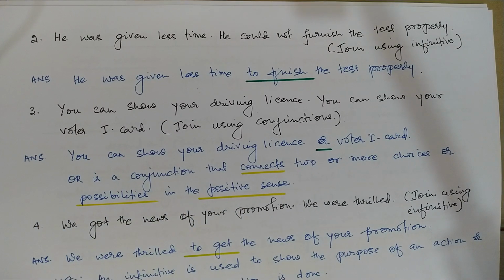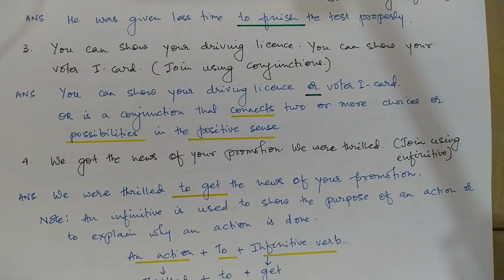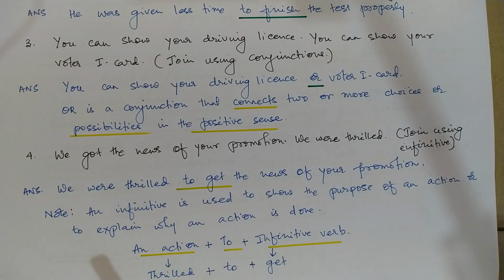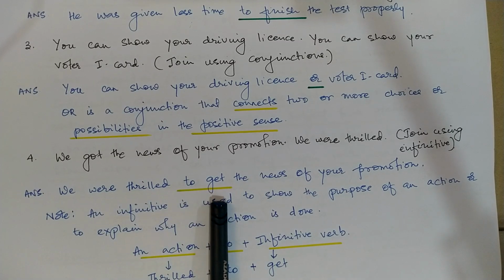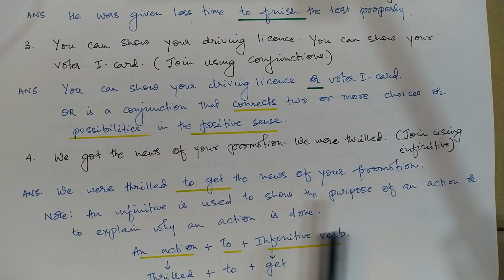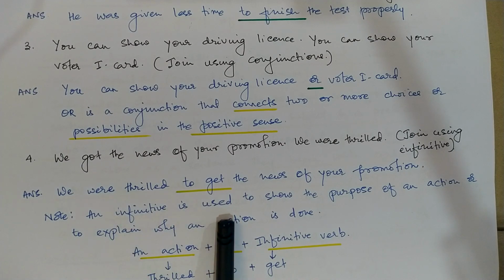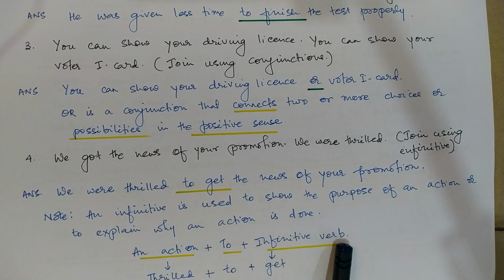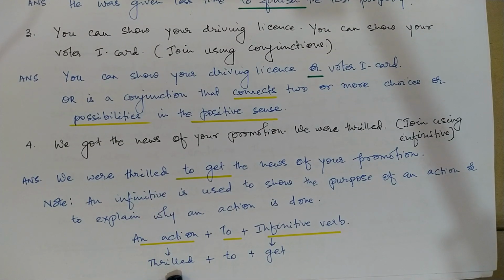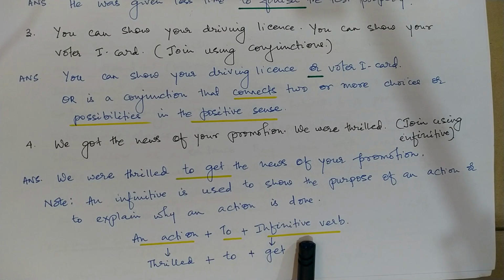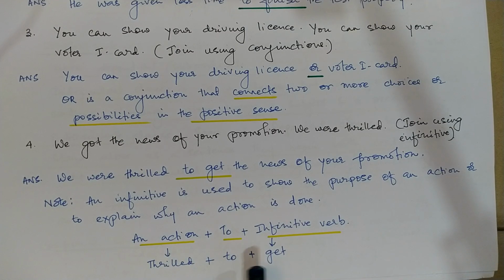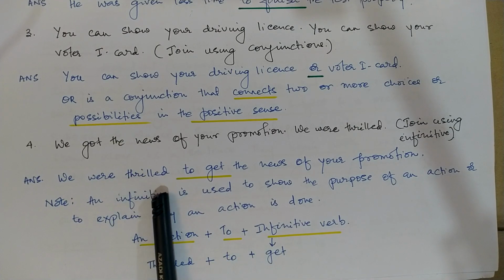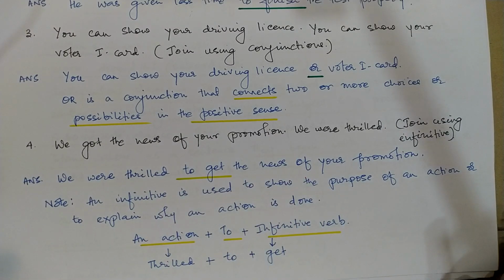Next, number 4. We got the news of your promotion. We were thrilled. Join using infinitive. Now, the answer will be we were thrilled to get the news of your promotion. Note, an infinitive is used to show the purpose of an action or to explain why an action is done. What is the action over here? Thrilled. Plus to plus infinitive verb. Thrilled plus to plus get. So we were thrilled to get the news of your promotion.